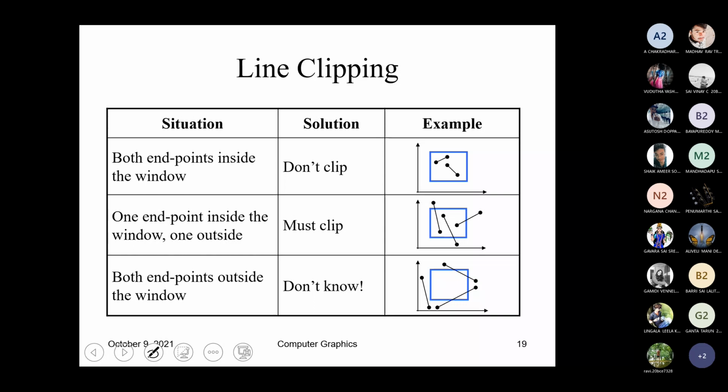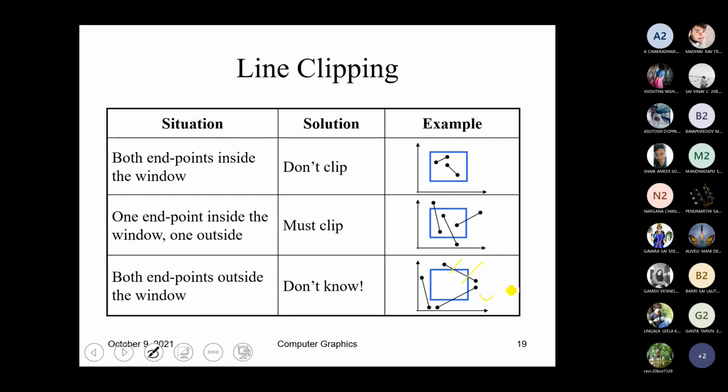And the case where both end points are outside the window. So what will you do? We have studied that either both are inside, or one is outside, or both points are outside. Even in that case, you have to do the clipping this way. Clear?